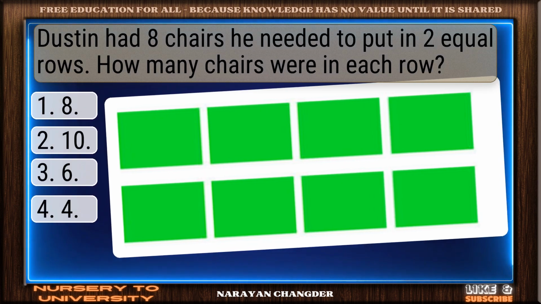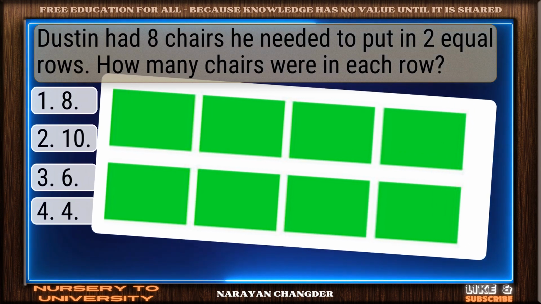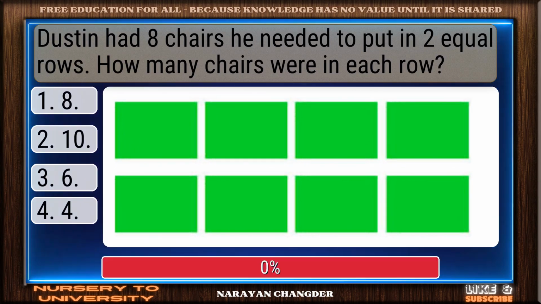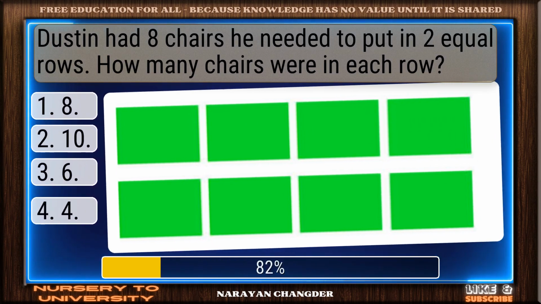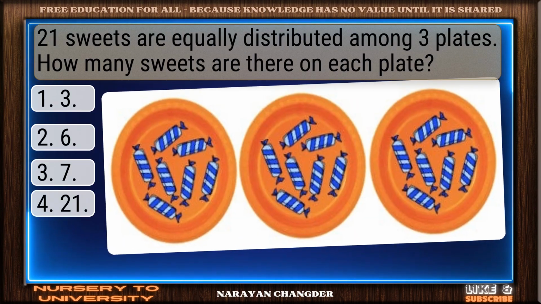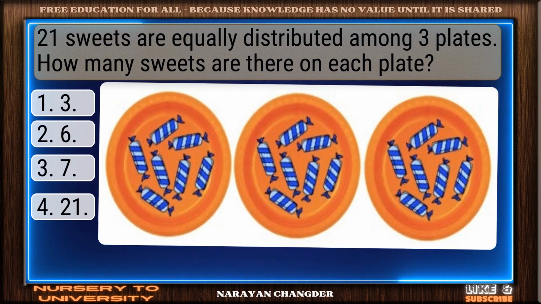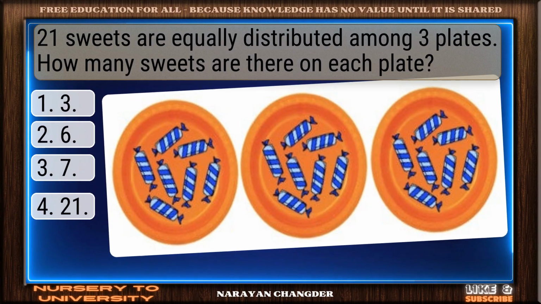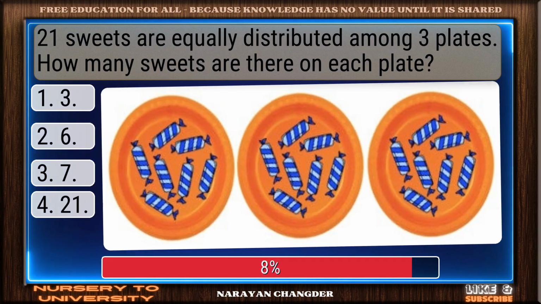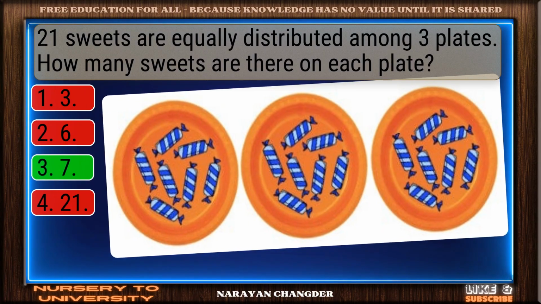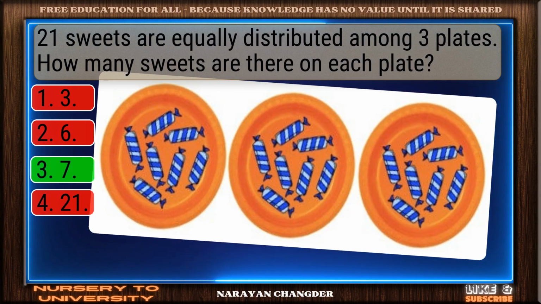Dustin had 8 chairs. He needed to put them in 2 equal rows. How many chairs were in each row? Correct. 4 is the right answer. 21 sweets are equally distributed among 3 plates. How many sweets are there on each plate? Well reasoned. 7 is the correct choice.